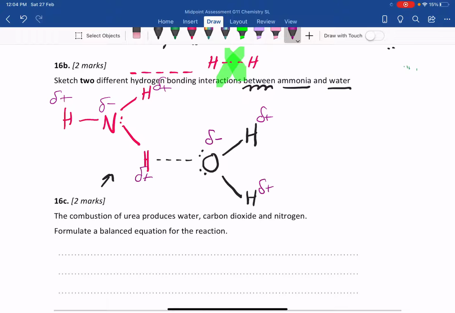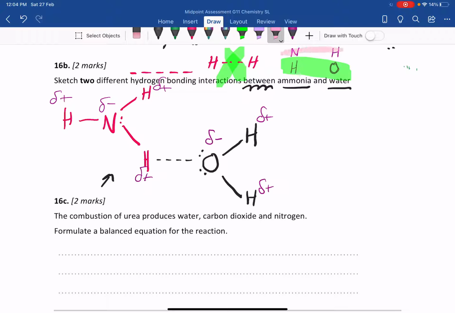How do I know that? I know that because I know that nitrogen is electronegative. I know that oxygen is electronegative in comparison to the atoms that they are bonded to. So this would be one type of interaction between the ammonia and the water. So this example is taking the hydrogen from the ammonia and the oxygen from the water. So the second example of an interaction would have to be between the nitrogen of the ammonia and the hydrogen of a water. So we've done this one.